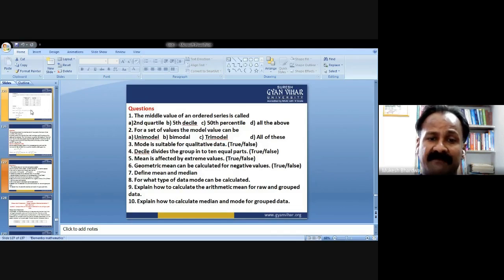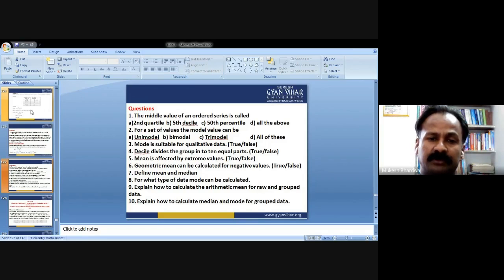Mean is affected by extreme values. Is it true or false? Yes, it is true. Mean, that is average, is always affected by the extreme values. Geometric mean can be calculated for negative values. Yes, it can be calculated for negative values.